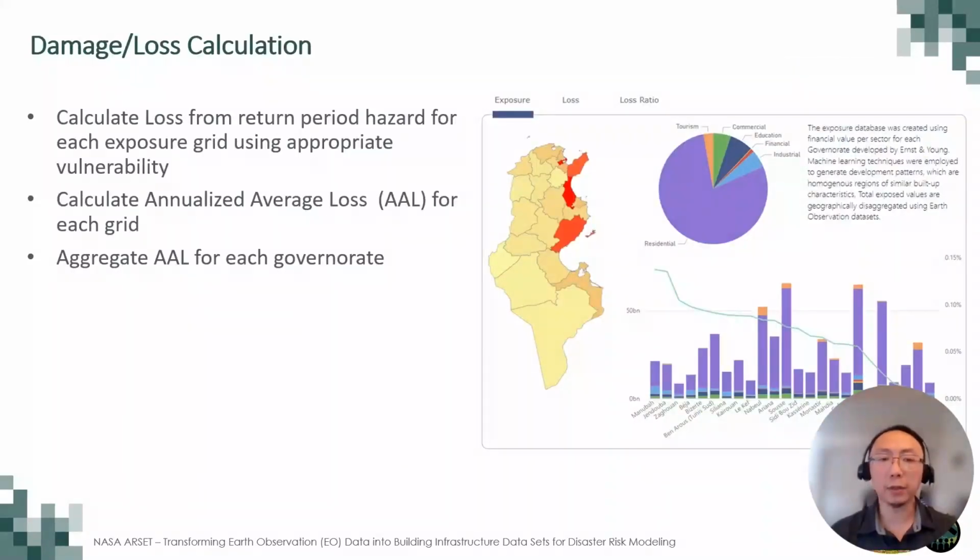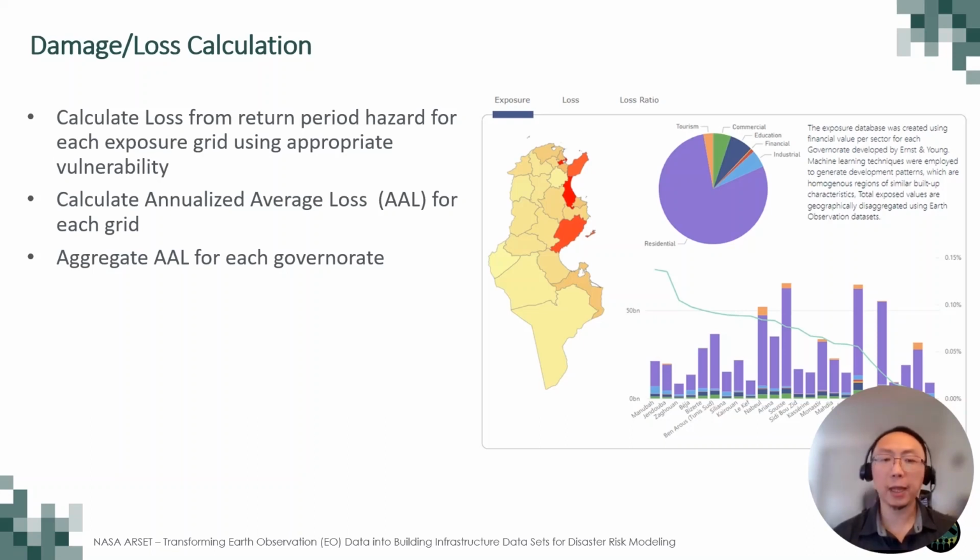The next step is to calculate the loss using the return period hazard values at every grid, and the exposure with the vulnerabilities. We're able to calculate the losses. So in the end, we have a return period loss curve for every grid, for every occupancy.